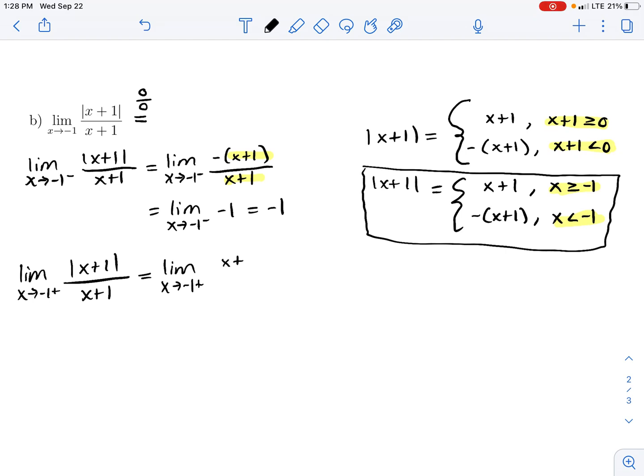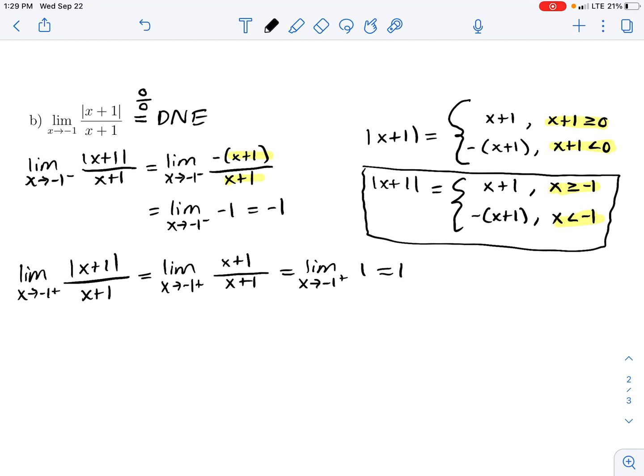So now I'm going to write x plus 1 in the numerator instead of the absolute value of x plus 1 over x plus 1. And so now these cancel to just become 1 from the right of 1, and so this is just 1. So now the left-handed limit doesn't equal the right-handed limit, so we get that this does not exist.